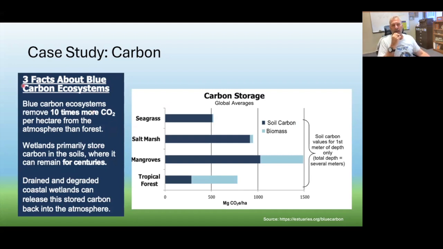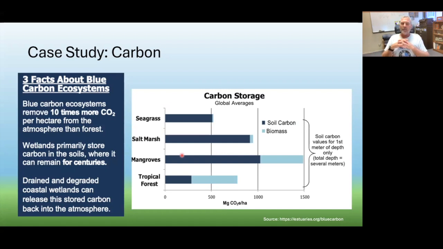So here in the Texas coastal area, and actually this is a global effort, but it's particularly strong in the Gulf Coast, and there's a big movement here in the Texas area to provide carbon markets where you can buy these offsets. And blue carbon, it's called blue carbon because it's in the water. So blue carbon ecosystems are responsible for removing 10 times more carbon dioxide per hectare, which is about 2.5 acres, by the way, from the atmosphere back into the soils than forests are, right?